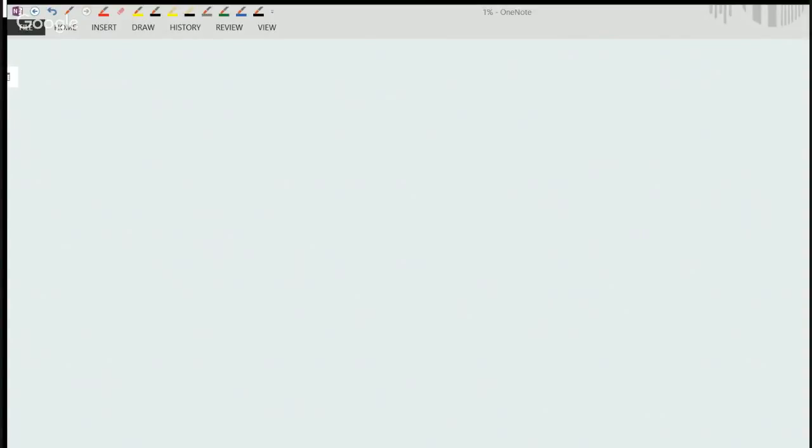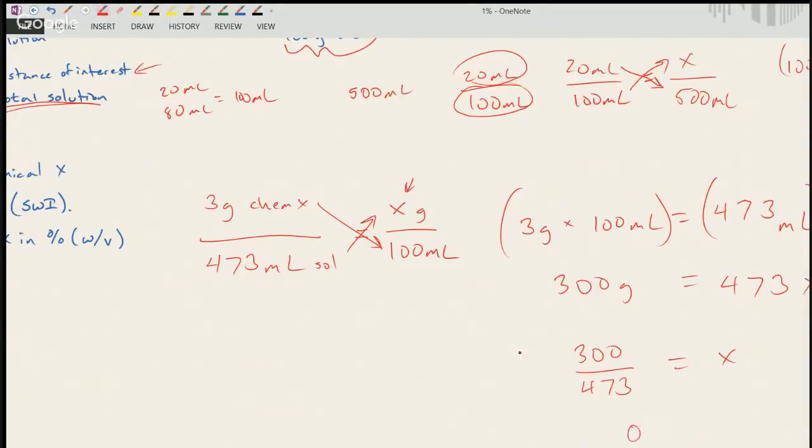So let's pull out our calculator and do that equation. 300 divided by 473 is 0.63%. And because we set up our problem to give us grams per 100 mLs, that is our answer. So the mad scientist has a 0.63% solution of chemical X.